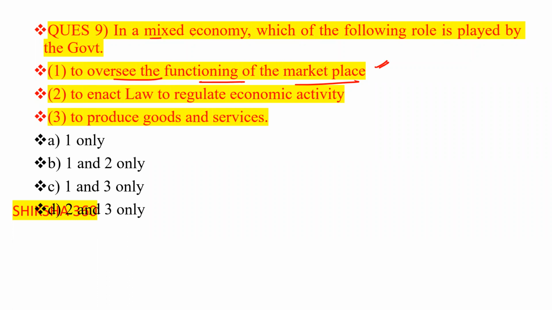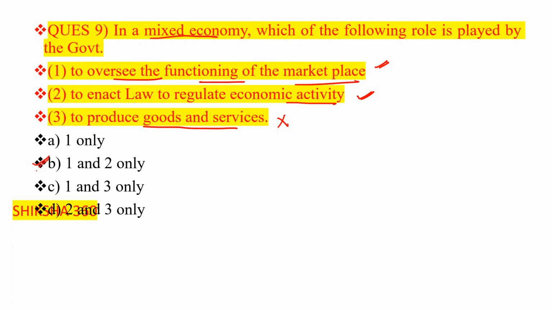Mixed economy, clear. Under the mixed economy, to enact law to regulate economic activity, this one is also correct. To produce goods and services, basically this is not the role played by the government under the mixed economy. The firms will produce. So option B is the correct answer.